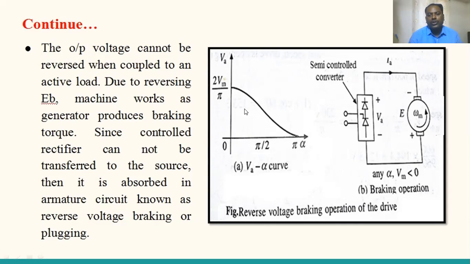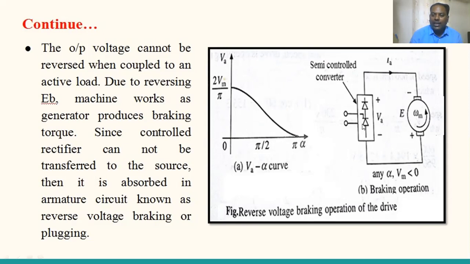The average output voltage should always be positive. From its maximum value 2 Vm by pi, it decreases to 0 at the instant of pi. So by seeing this, you can observe that the characteristic of the semi-control converter is occupied only in the first quadrant itself. This is the VA versus alpha curve.